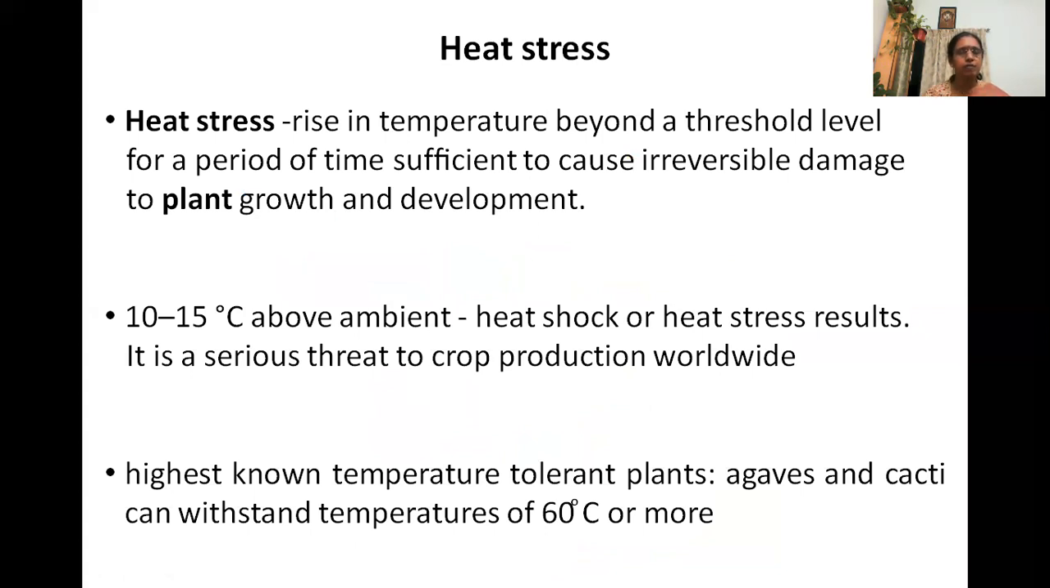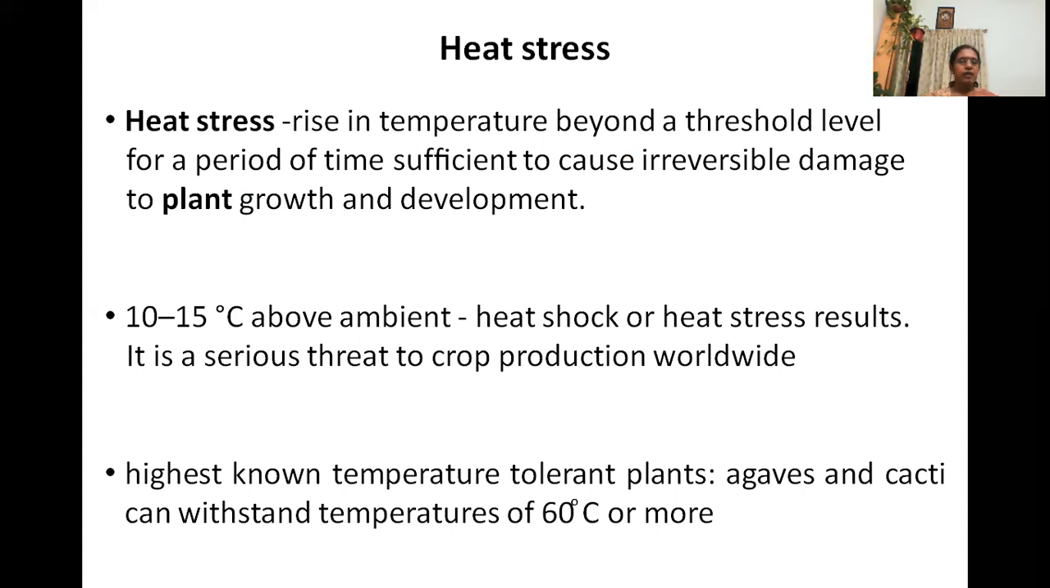Now we have discussed many things about the general effects of heat stress. Then, what is heat stress? It is a rise in temperature beyond a threshold level for a period of time sufficient to cause irreversible damage to plant growth and development. That is, there will be high temperature, and that temperature actually affects the plant growth, and when the plant is exposed for a particular period of time, this is nothing but heat stress.